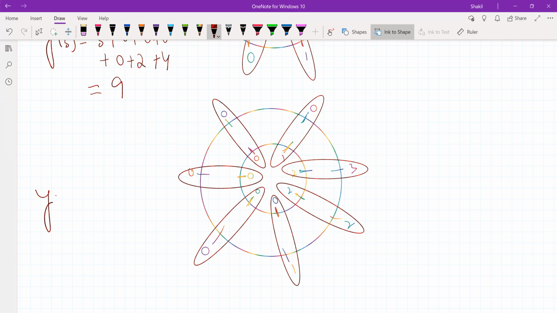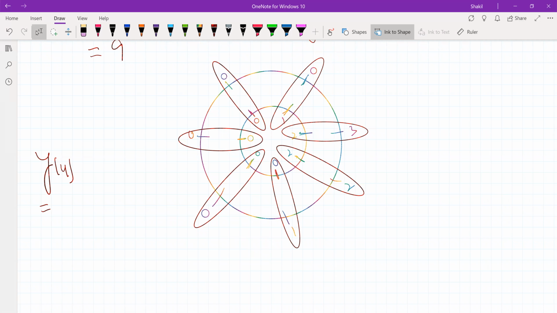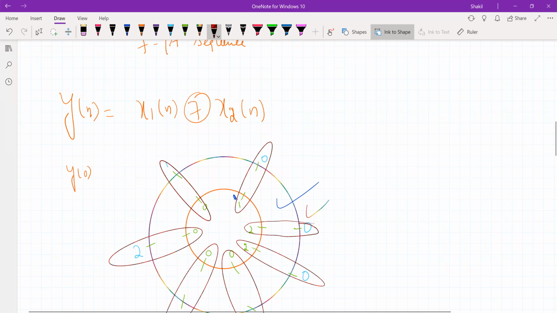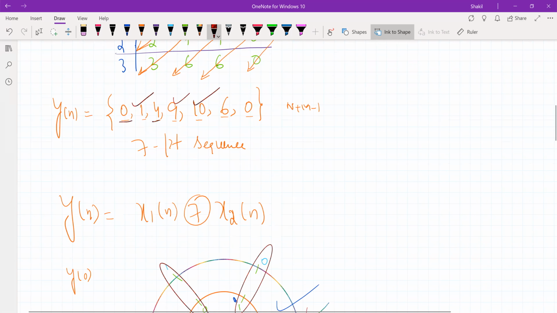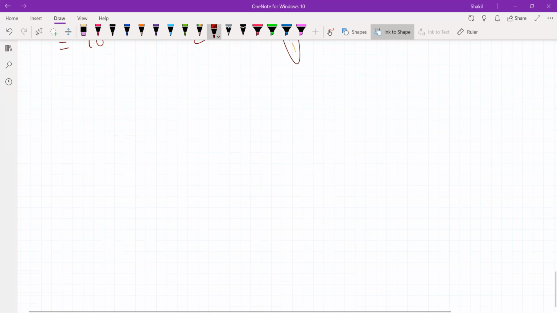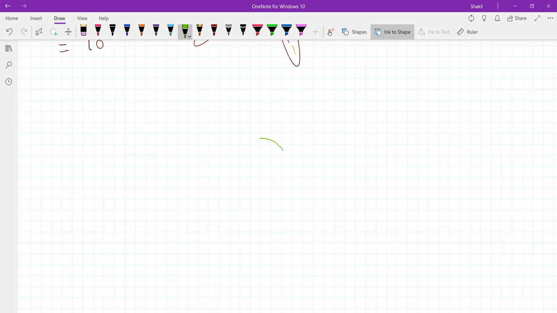Please check it. So y of 4 will be now 0, this is our starting point. Plus 0, plus 0, plus 0, plus 0, plus 4, plus 6. This is 10. Right, so is y of 4 10? And we draw the answer. Then y of 5. I'm going to get y of 5.